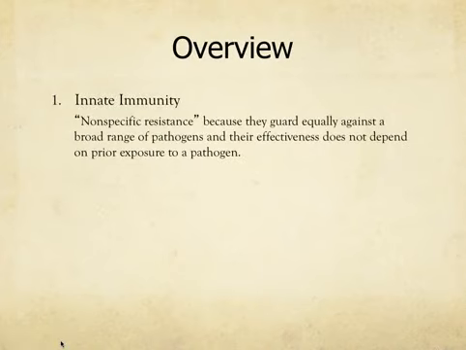All right, so we're going to be talking about innate immunity, which is basically, and you can read this here, non-specific because it's going to guard equally and essentially the same way against a broad range of pathogens. Its effectiveness does not depend on prior exposure. So if some kind of foreign microbe comes in, it reacts this way. Comes in again, it reacts the exact same way.